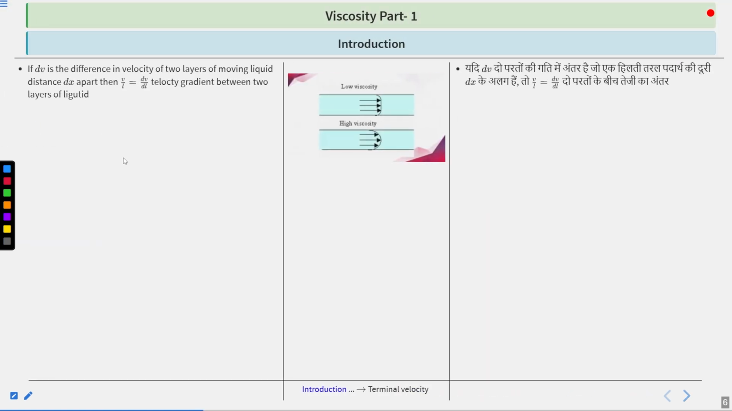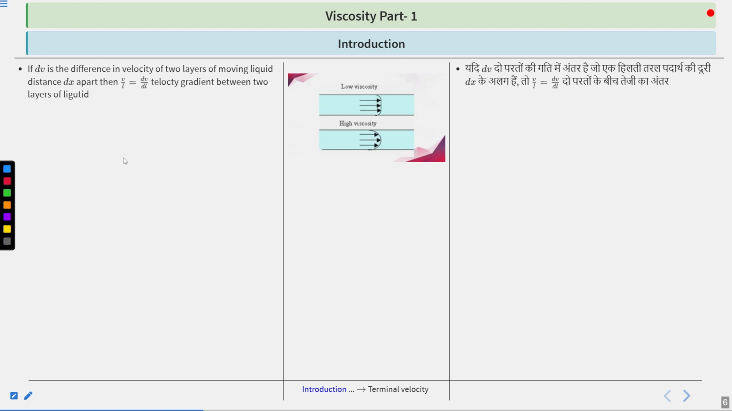If dV is the difference in velocity of two layers of moving liquid, like we know in fluid, mainly in the liquid or gas, there are different layers. Maybe layer 1 is the upper layer, layer 2 the lower layer, layer 3 the mid layer, layer 4 the lower mid layer, and layer 5 the lowest layer. So, by taking this example, we could say that they are different layers.